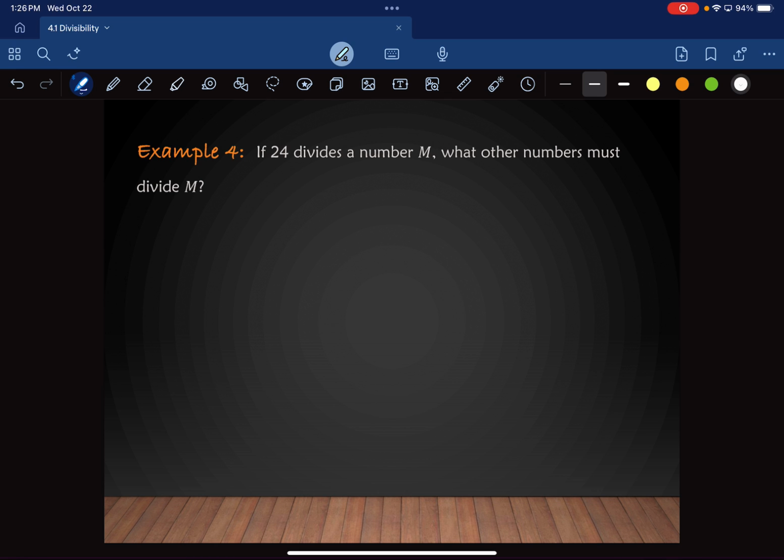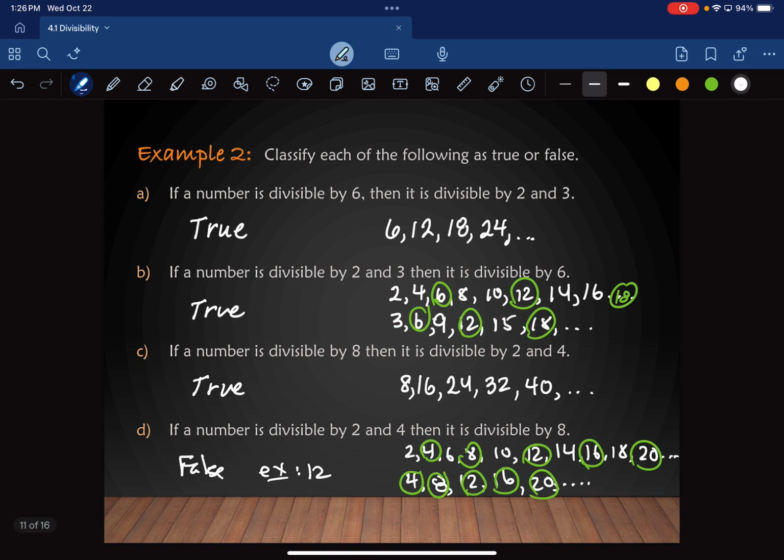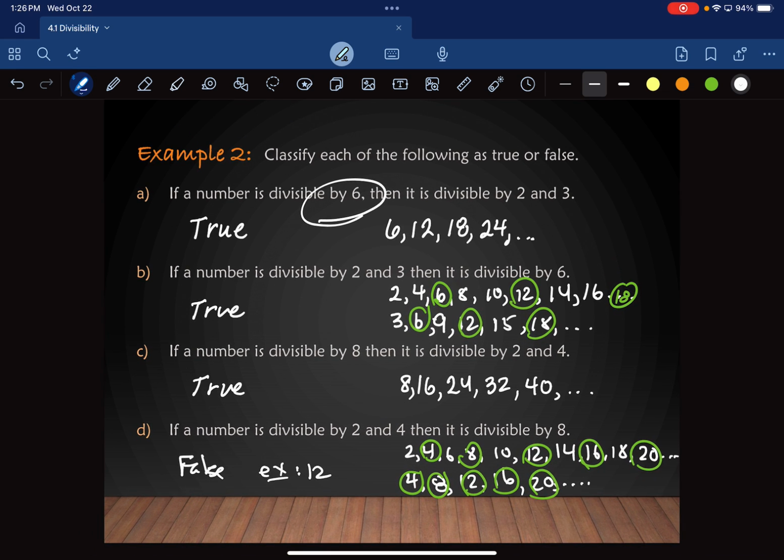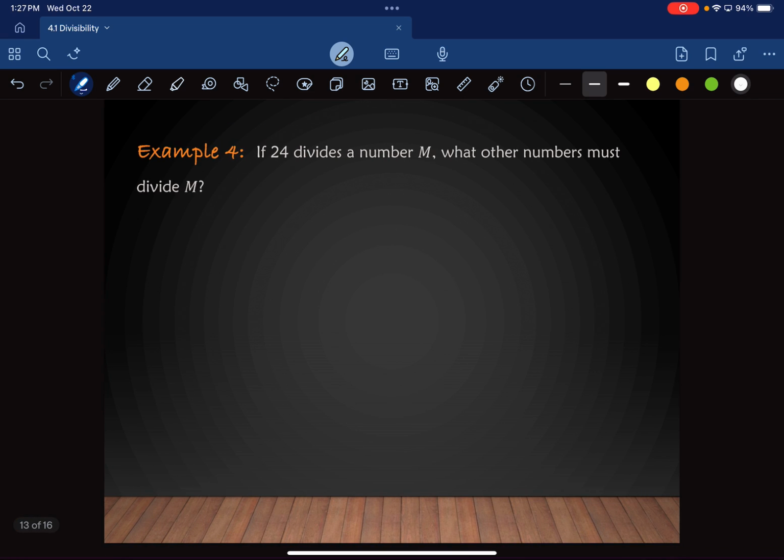So we encountered this property, though we didn't talk about it quite like that, over here. If I know a number is divisible by 6, then it is guaranteed to divide by 2 and 3, because 2 and 3 make up 6. If I know a number is divisible by 8, it is guaranteed to divide by 2 and 4, because 2 and 4 multiply together to give me 8. So with that in mind, if 24 divides a number, what else would have to divide the number?